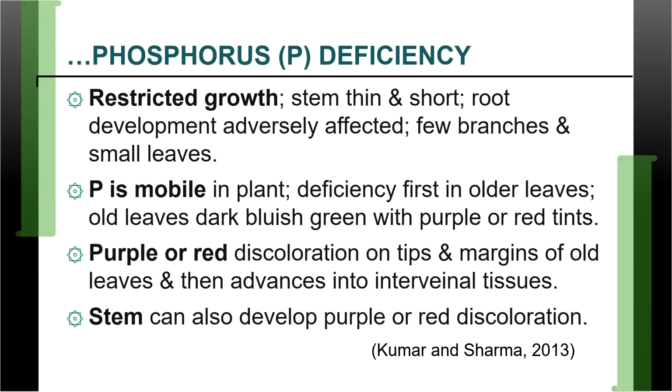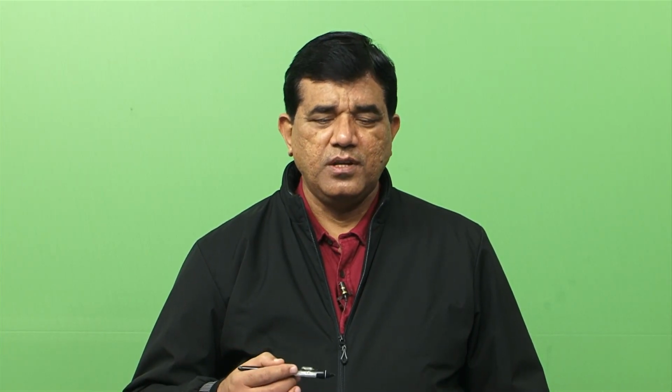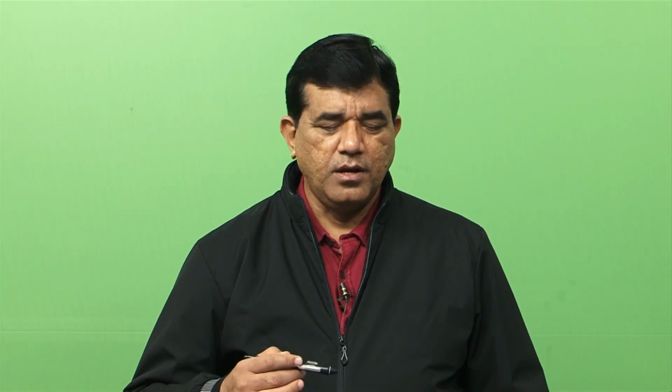Now, you see restricted growth may be there, the stem is thin and short, root development is adversely affected, and branching is also affected. It means if your plants are phosphorus deficient, then the branching will be reduced. If branching is reduced, definitely you will get fewer flowers, fewer pods. Hence the productivity will be lowered.